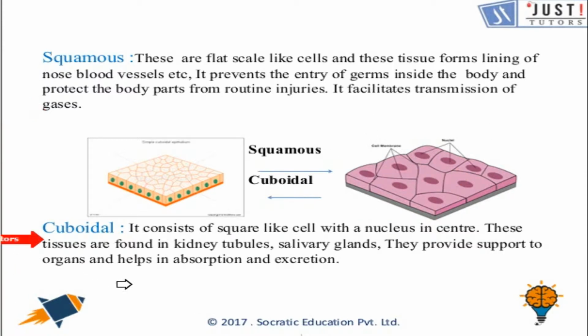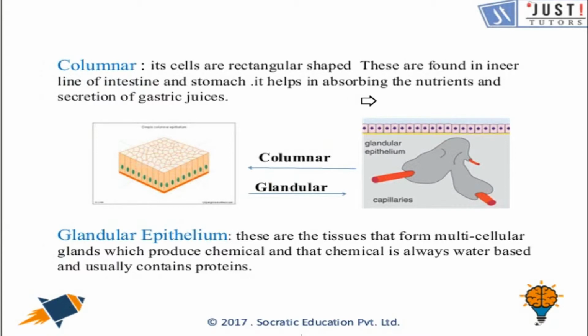Now let's talk about cuboidal. The cells are cube shaped, as you can see here in the diagram, in cuboidal epithelium. Well, the linings of kidney tubules and ducts of salivary glands are composed of cuboidal epithelium, and cuboidal cells provide mechanical support. The next one is columnar, where the cells are column shaped, and it facilitates secretion and absorption. Talking about glandular epithelium, the cells of epithelium may play the role of secretion, and then they are called glandular epithelium. So this was all about epithelium.